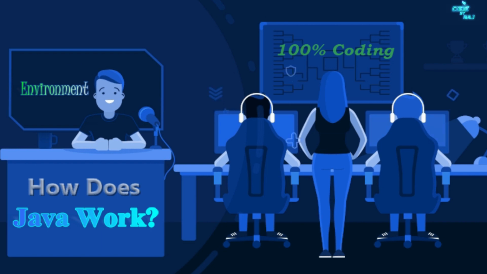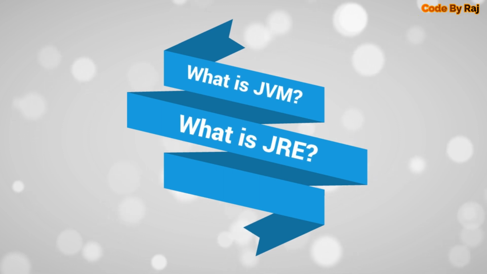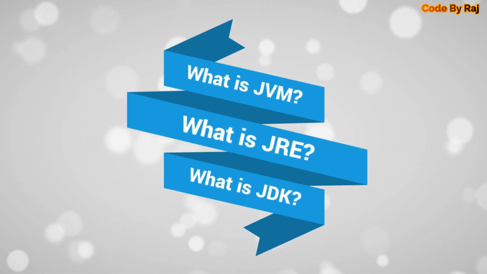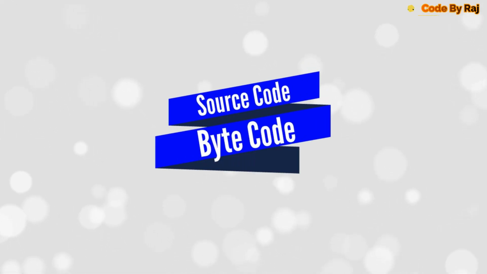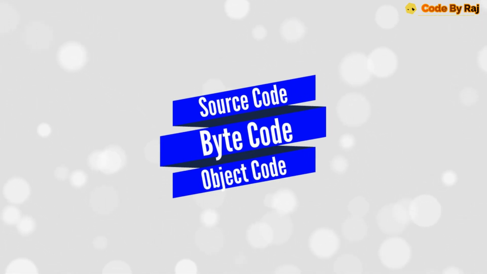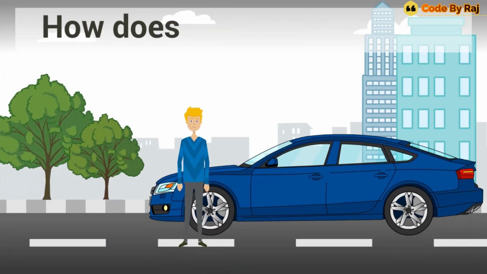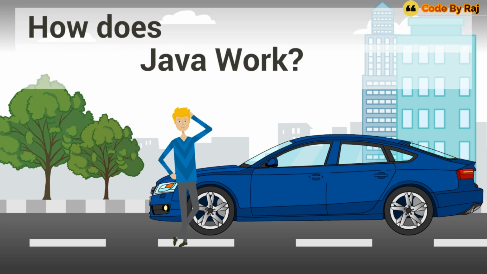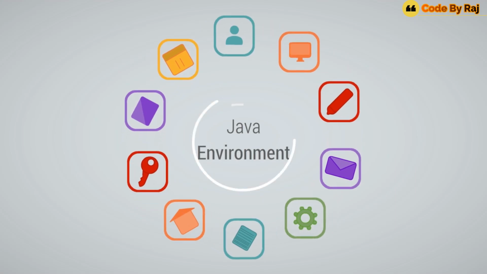So before talking about the Java environment, let us see today's agenda. The first thing that we will see today is what is JVM. Then we will also see what is JRE, and we will talk about what is JDK, and we will also see what is source code, byte code and object code. After these topics you must have a clear understanding of how a Java program works in our computer system. Okay, so without wasting any time, let's move forward and see the first topic, that is the Java environment.